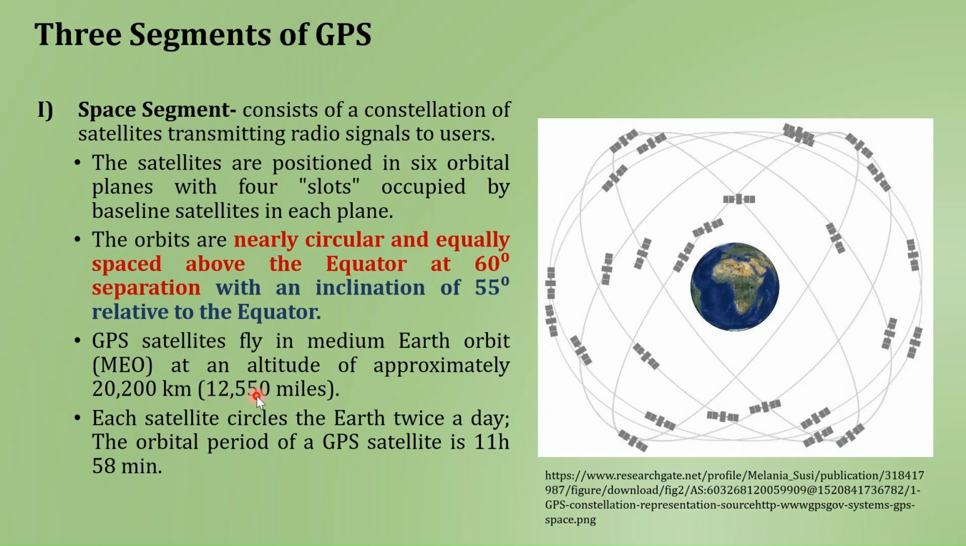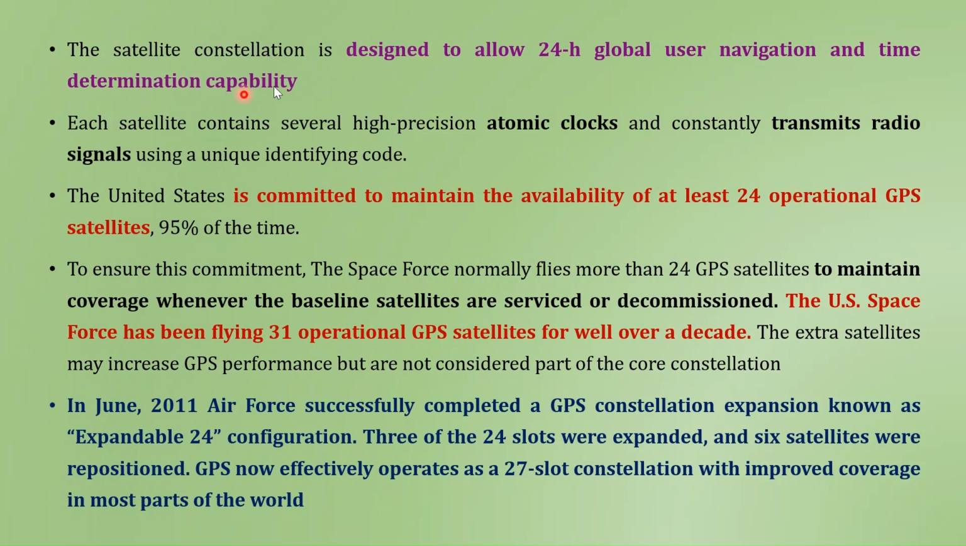So you can refer to that video for understanding the difference between low Earth orbit, medium Earth orbit and the higher Earth orbit. So here in this case, in the GPS satellite constellation, the orbital period of the GPS satellite is 11 hours and 58 minutes, that is approximately 12 hours. Each satellite circles the Earth twice a day. The satellite constellation is designed to allow 24-hour global user navigation and time determination capability.